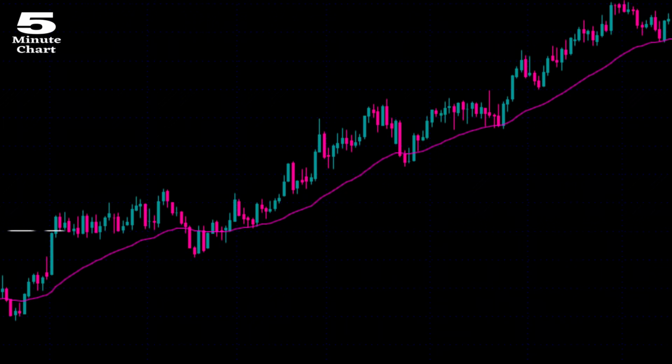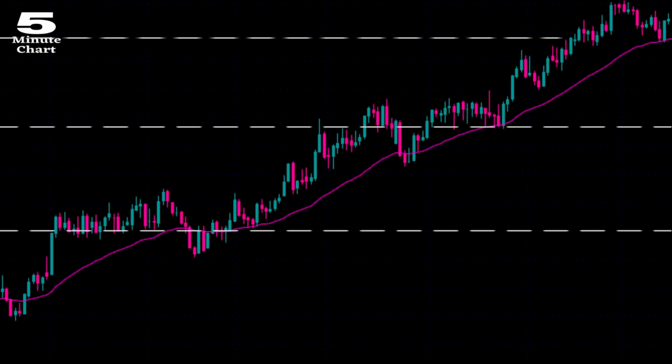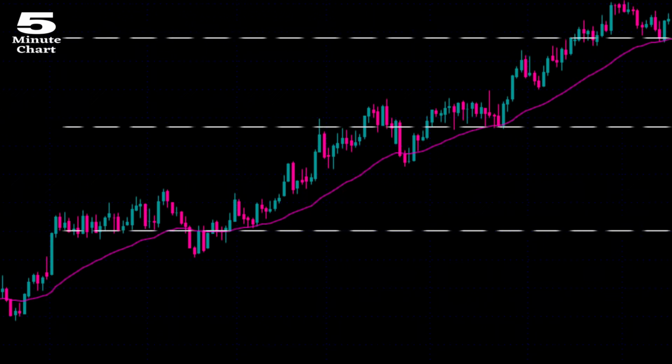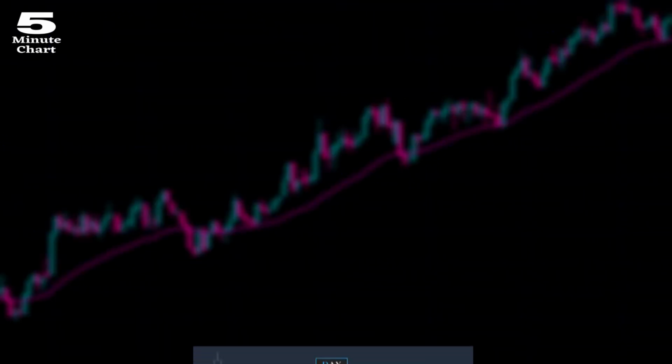We begin by applying our singular moving average. Then we will stack that moving average with key trading levels. And finally, implement a pinpoint entry strategy to find the precise point of entry in order to reduce false signals and increase win rates.